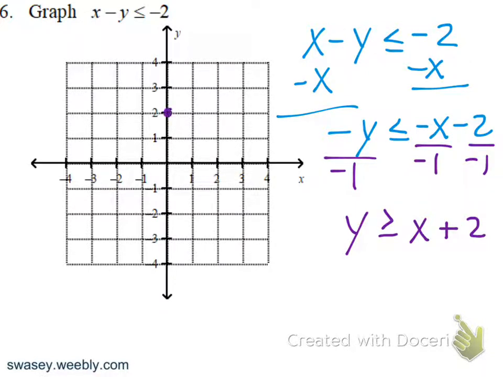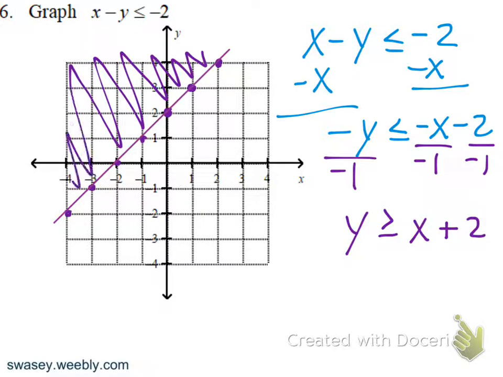So our y-intercept is 2, our slope is 1 over 1. Up 1 to the right 1, you can also go down 1 to the left 1. Solid line. Greater than, you shade above. Make sure you're looking at slope-intercept form when you do your shading.